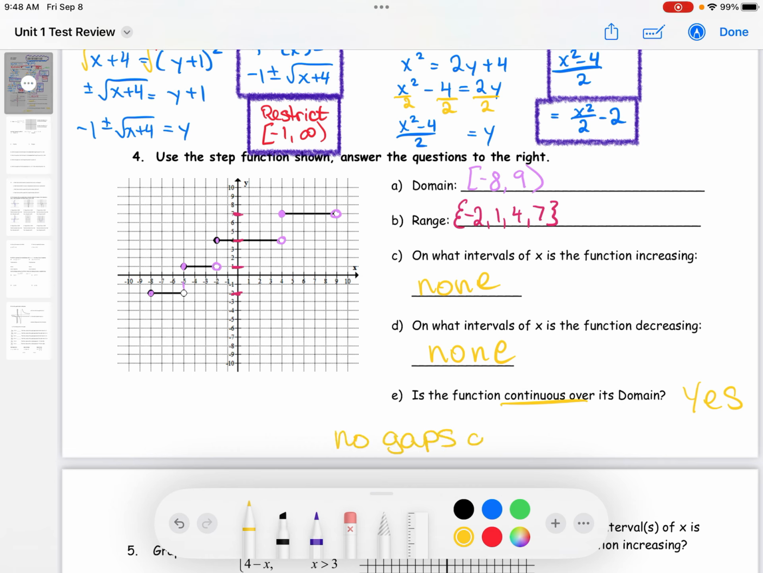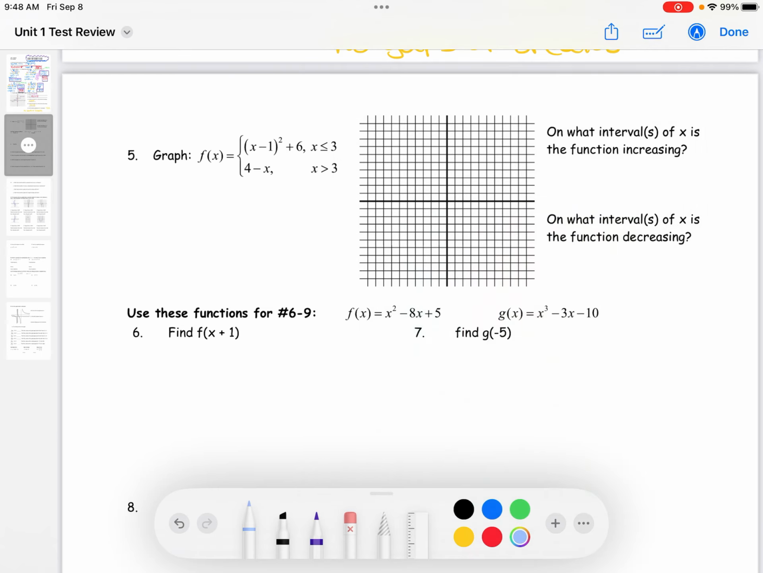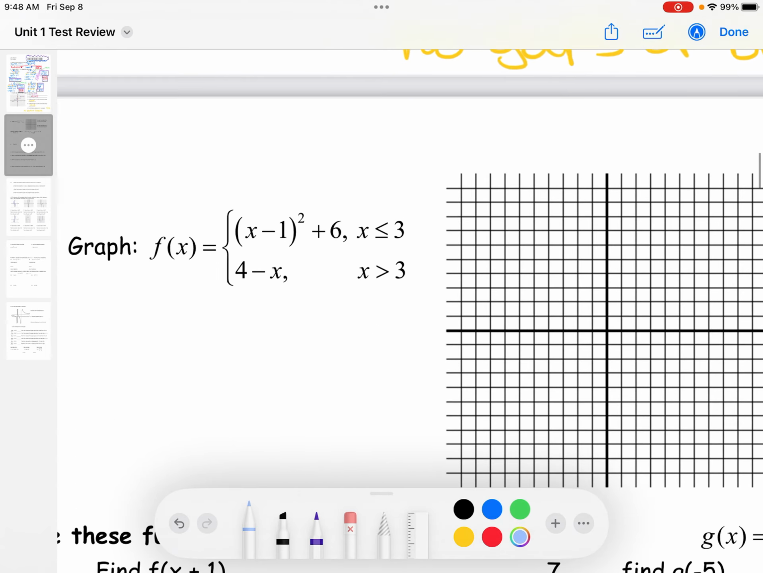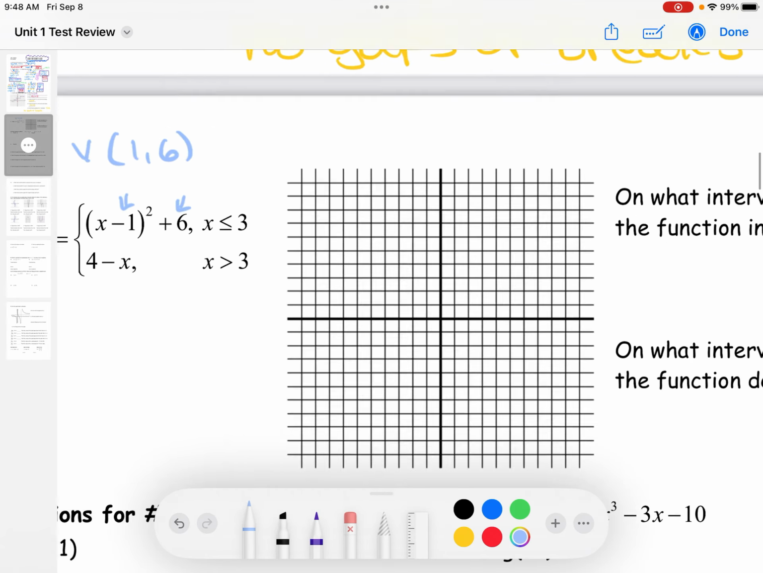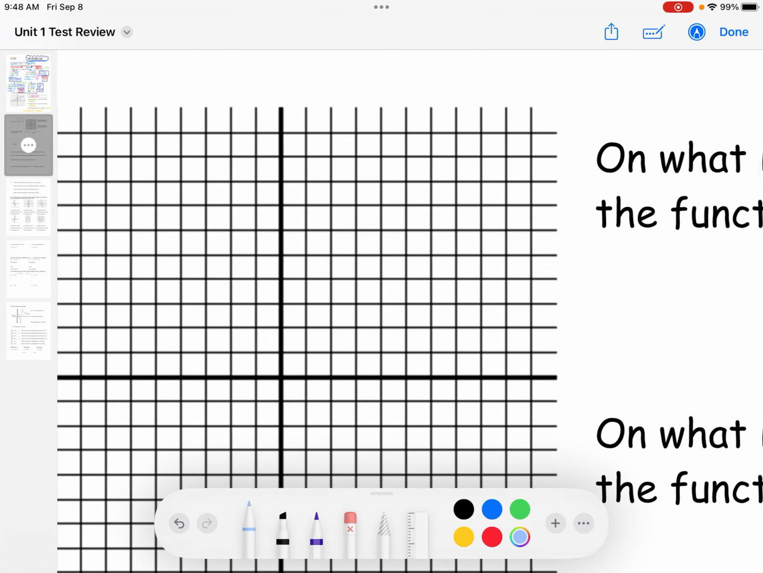So let's look at the next page and let's look at graphing this piecewise function. This first equation, y equals x minus 1 all squared plus 6, that is a quadratic. Its vertex is at 1, 6. Here's the 1, here's the 6. So if we go to 1, then 1, 2, 3, 4, 5, 6, here's our vertex.